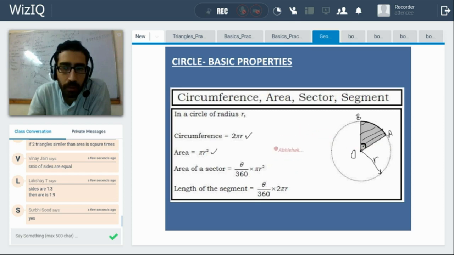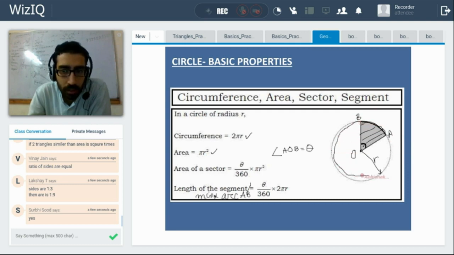This angle AOB is theta. So theta by 360 into pi r square is the area of my sector, and length of the segment, which I could have also written as length of the arc AB. I could have written this as length of the minor arc AB, the smaller arc. So the minor arc is this length. And the major arc is the remaining portion.